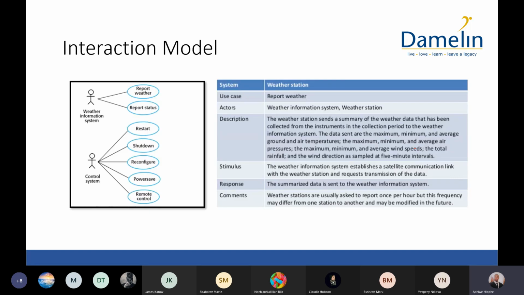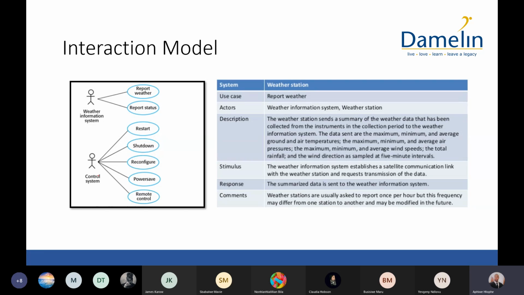I just want to show you an example for those of you who have forgotten. The use case diagram is one such example, and this is the use case diagram for that scenario that we just covered about the weather station. So we have the weather station information system, and then we have the control system. And these are the use cases that are triggered by the weather information system. It reports weather and reports the status of the system itself.